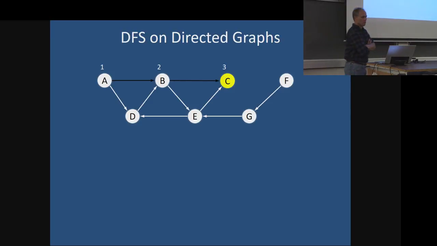It gets a post number, but why doesn't it explore anything out of it? There is nothing out of it. There's nowhere to get to from C. Once there's no place else to try, you get a post number. So C gets a post number of 4. Then we return from explore C back to explore B. The only other place to look is E, so it does explore E. That's not visited, so it gets a pre-number of 5.